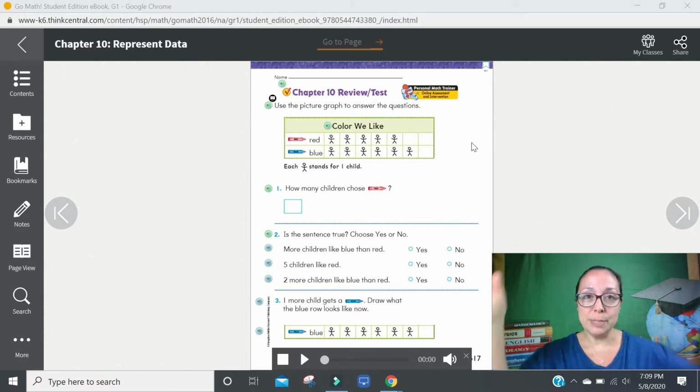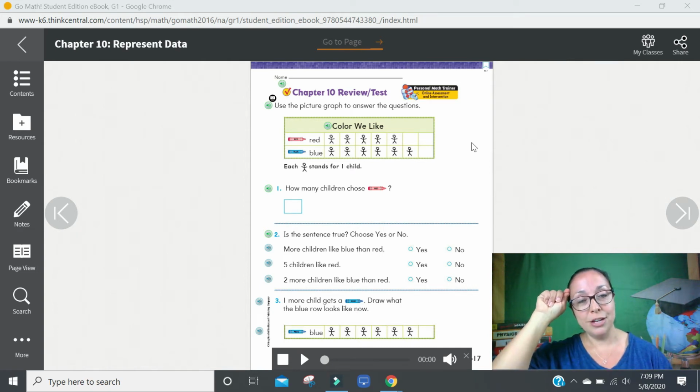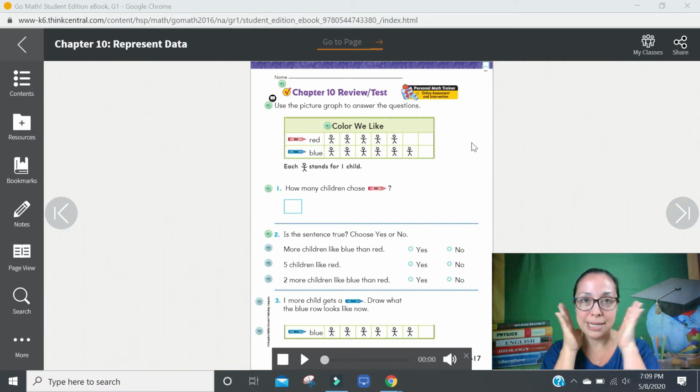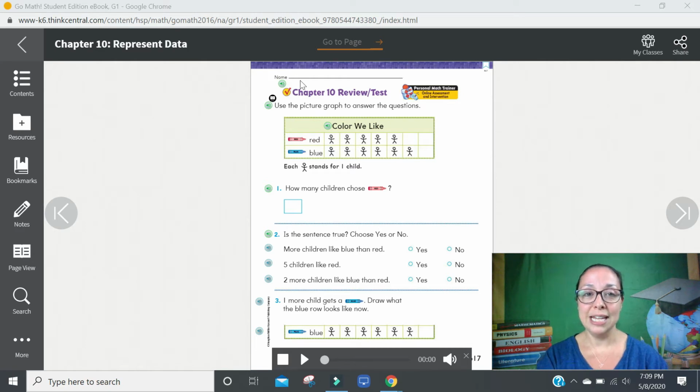All right, so let's make sure we have our thinking caps on. Make sure one side is on Chapter 10 and the other side is on math. Make sure it's tight. Okay, so tenemos la capa de pensar listo. El casco de pensar. Here we go. Chapter 10, Review, Test. Capítulo 10, repaso examen.